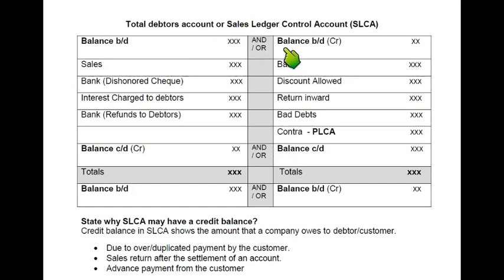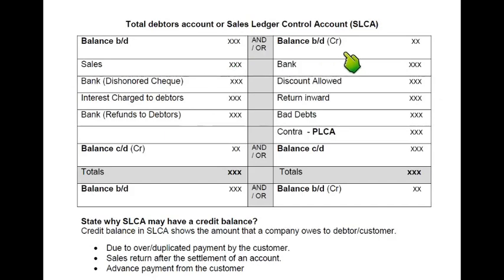Now what if the balance b/d is a credit balance? This is known as a minority balance or abnormal balance. Now what is this minority balance or abnormal balance? See, my dear students, normally the debtor is an asset, meaning our debtors owe us money, and therefore they are an asset for the business.